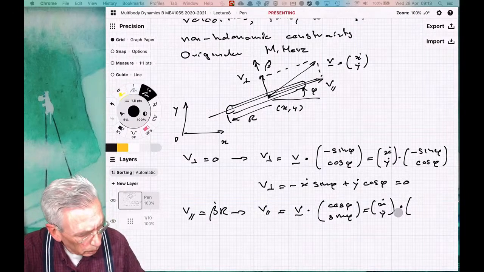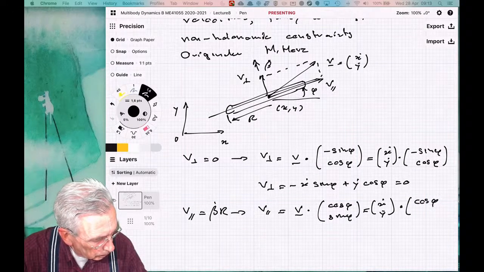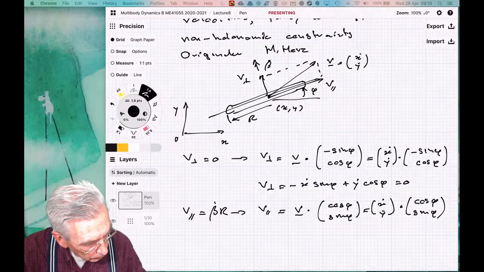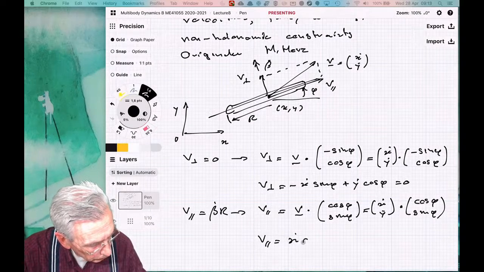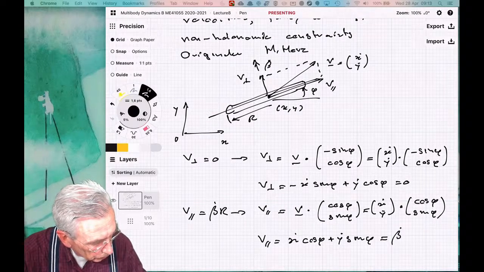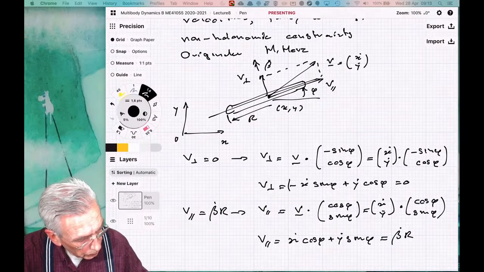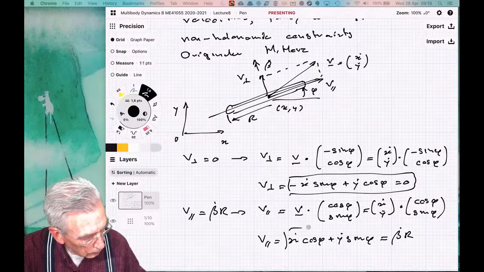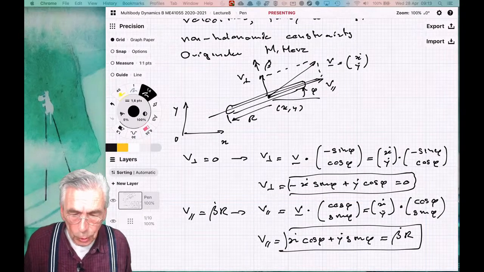for the dot product, I always try to write a thick dot. Okay, sine phi, or in other words, this v perpendicular is, and that is super easy, x dot cosine phi plus y dot sine phi, and that should be equal to beta dot times r. Okay, so this is one constraint, and this is the other one. Two constraints on the velocities, two non-holonomic constraints.